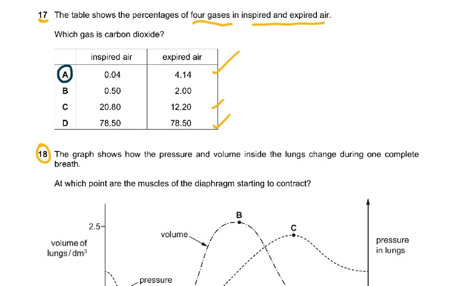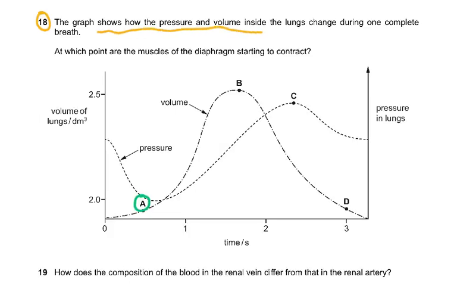Then coming to question number 18. The graph shows how the pressure and volume inside the lung changes during one complete breath. At which point are the muscles of the diaphragm starting to contract? Now you have to relate this with volume. The chest cavity is the one in which volume has to change. So the diaphragm muscle contracts, the intercostal muscles contract. They both contract and cause the volume to increase. So if they're just starting to contract, the volume increase is starting here. This is the volume graph. So you've got to see where the volume had just started to increase, and that was point A.